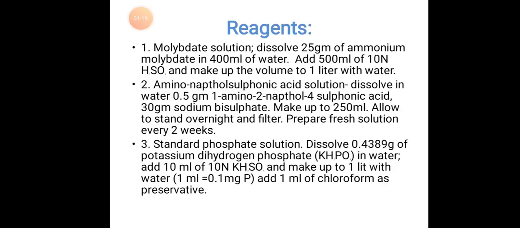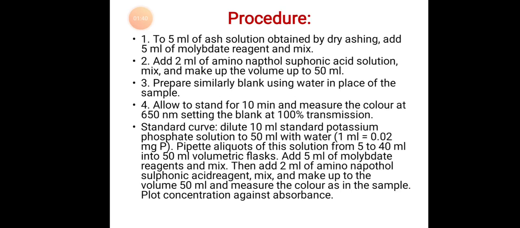Standard phosphate solution. Dissolve 0.4389 grams of potassium dihydrogen phosphate, KH2PO4, in water. Add 10 ml of 10 normal H2SO4 and make up to 1 liter with water. 1 ml is equal to 0.1 mg phosphate. Add 1 ml of chloroform as preservative.